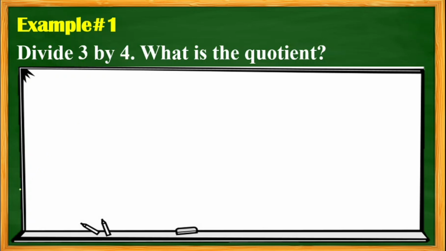So to check our answer, let's see if it is correct. Let's clear this one. Okay, so the answer is 75 hundredths. So we're going to multiply this by the divisor, so I use 4. If the product is 3, we got the correct answer.